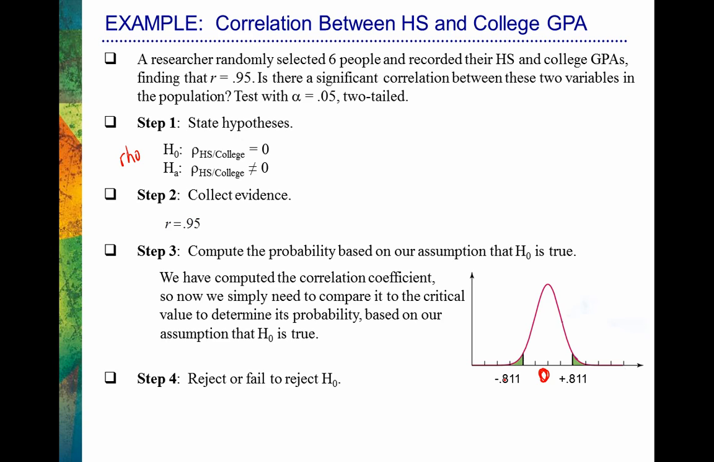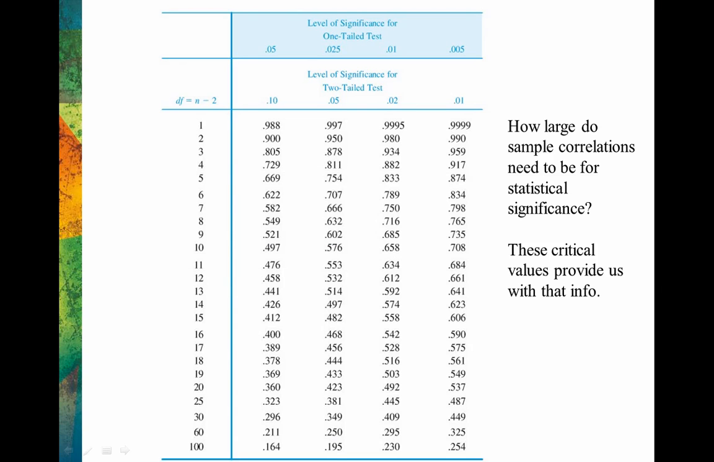I have a table opened up in another presentation so that we can refer to it when necessary. Here's how we use this table. Here the alpha level is listed for a one-tailed test. So that's the level of significance for a one-tailed test, and it lists these alpha levels. And here we have the level of significance for a two-tailed test, and that's what we're working on. We're working on a two-tailed test with an alpha of 0.05.